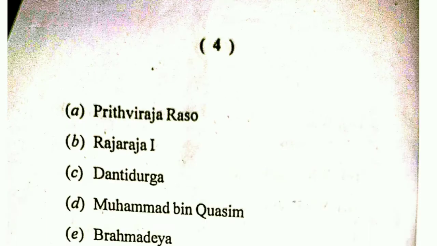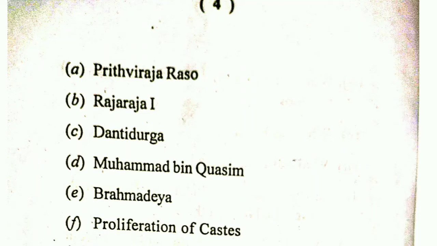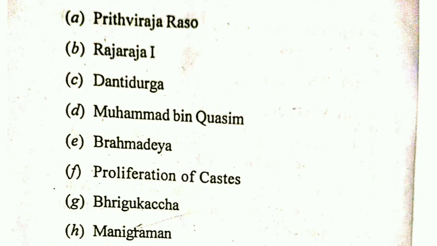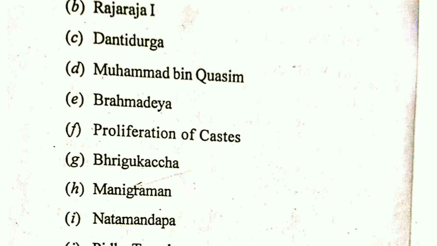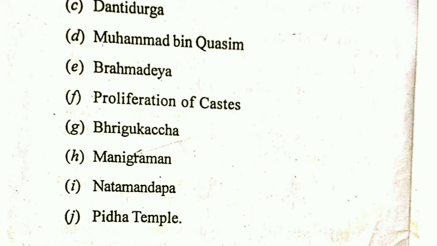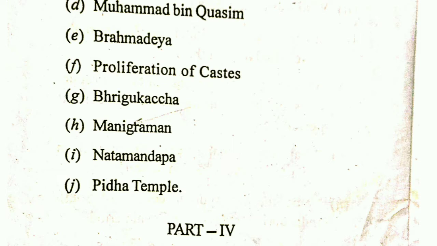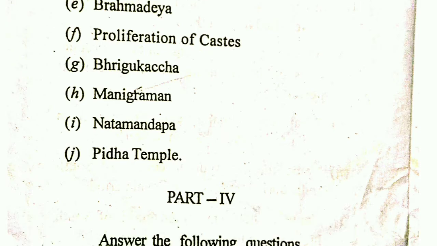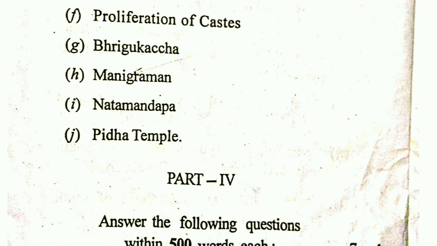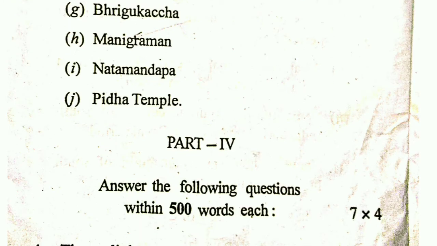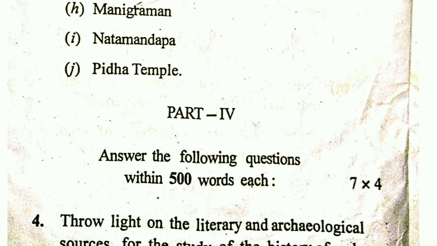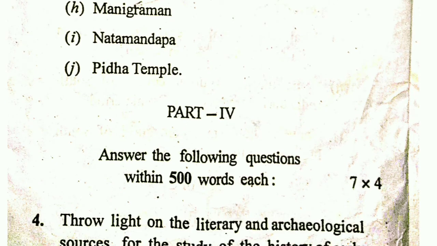Question 3. A. Prithviraj Raso. B. Rajaraja I. C. Dantidurga. D. Muhammad bin Qasim. E. Brahmadeya. F. Proliferation of caste. G. Bhrigukachchha. H. Manigramam. I. Natamandapa. J. Pidha temple.